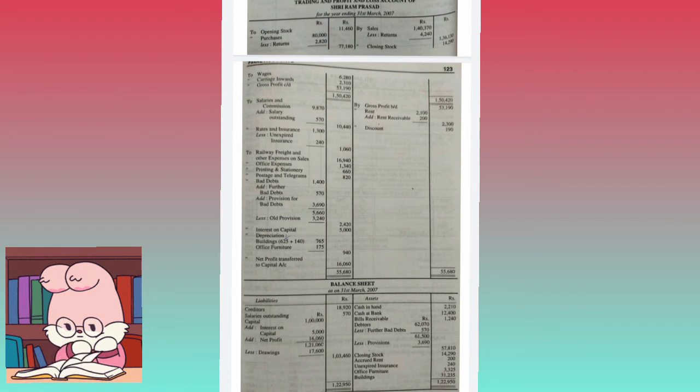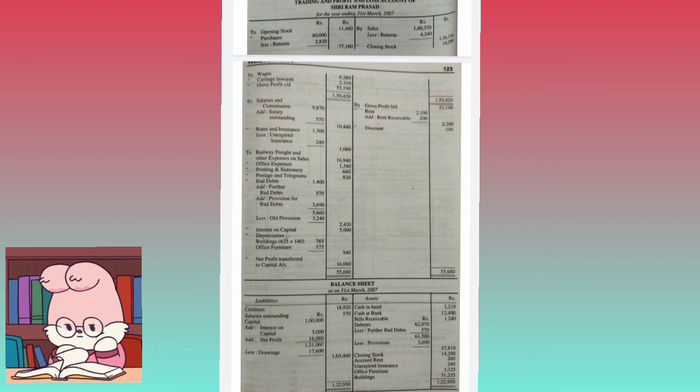Next, rates and insurance on the debit side of the P&L, and for this we have an adjustment, that is unexpired insurance 240. This is nothing but prepaid insurance, so deduct this amount of 240 from the rates and insurance and take it to the asset side of the balance sheet. Discount received, P&L account credit side. Bills receivable, assets. Sales returns, deduct from the sales. Wages, take it to the debit side of the trading account. Buildings, take it to the balance sheet, and for the buildings we have the depreciation.